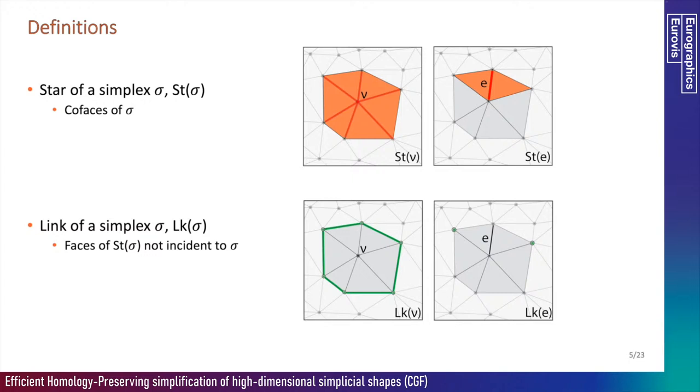So if we take the star of E, and we take all the simplices on the boundary, we will have edges and vertices, but only two of them are not incident into the edge E. And in this example, these are the two vertices in green.